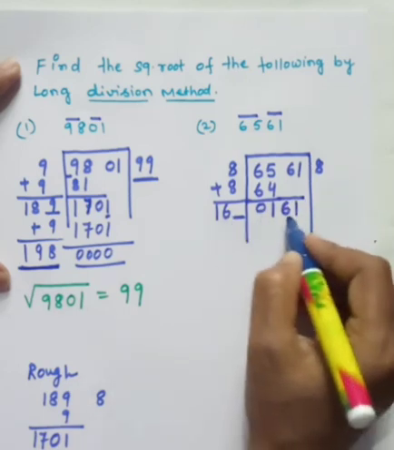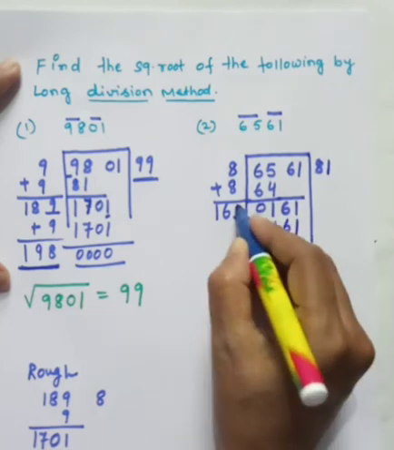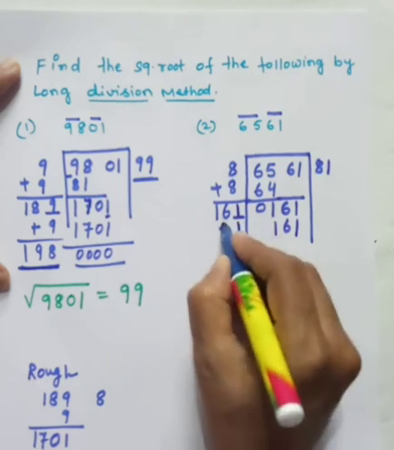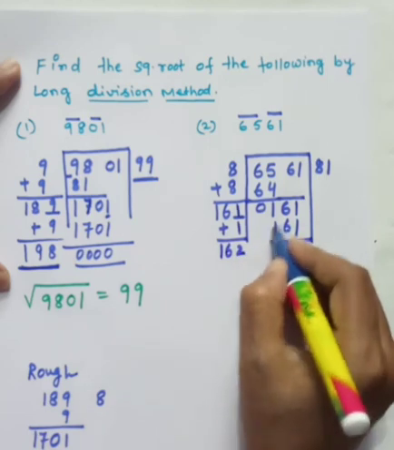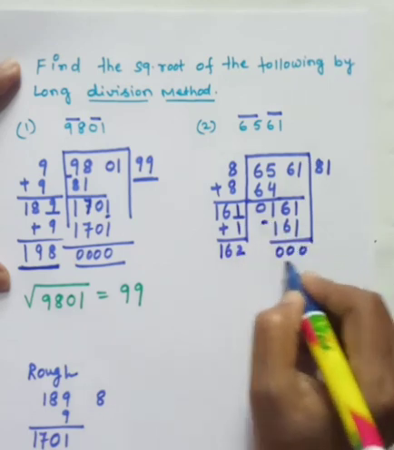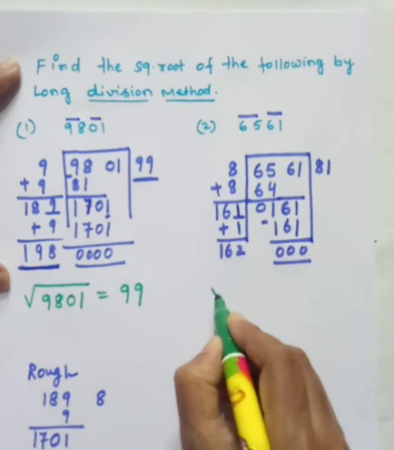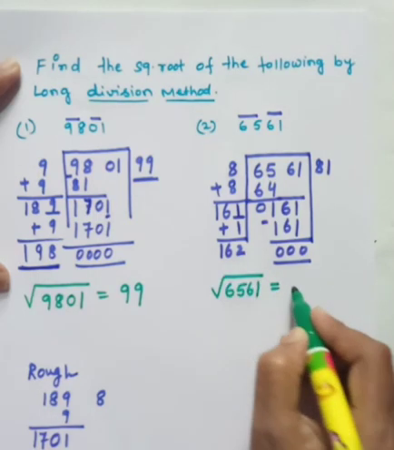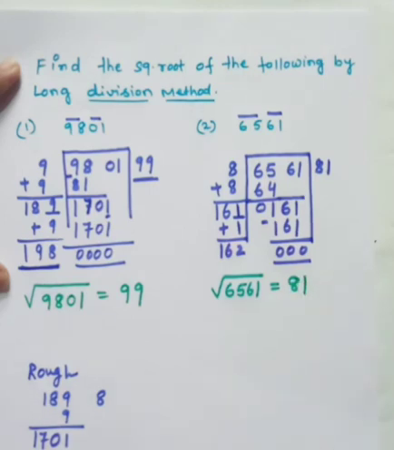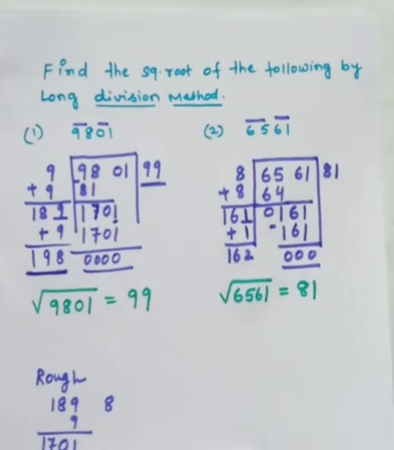See here 16 and 161. So 161 ones are 161. Here you have written 1, that means 1 will come here also. So here this will be 162 and here you will subtract. So you will be getting 0. See how easy this one is. So what is your final answer here? Root of 6561 is equal to how much? 81. So let us see the next, third question.